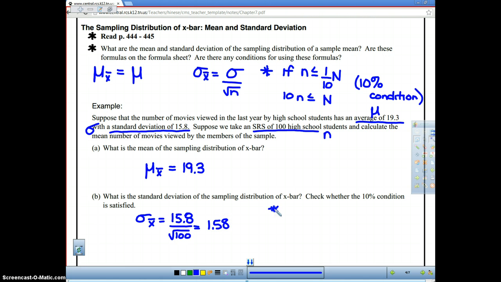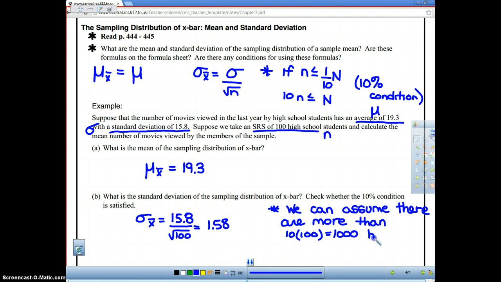I do need to remember to say that we can assume there are more than 10 times 100, which is 1,000, high school students. Okay, and that takes care of our 10% condition.